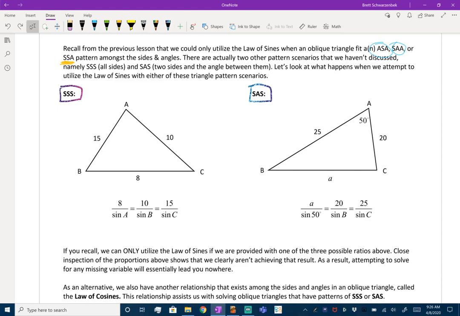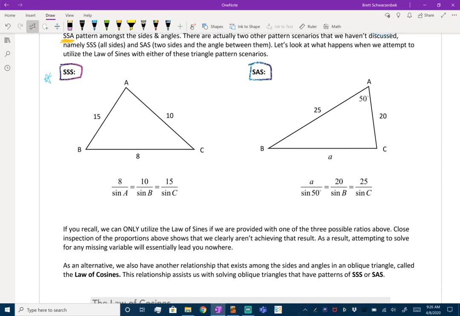So for example, looking at our side, side, side scenario over here, suppose that I decided to set up the law of sines with this triangle. So we would have 8 over the sine of the angle opposite, which is right here. We would have that equal to, let's do B, so B would be here, 10 over sine B, which would also be equal to 15 over the sine of C. So if we did that, we would essentially get this little formula at the bottom here for the law of sines.